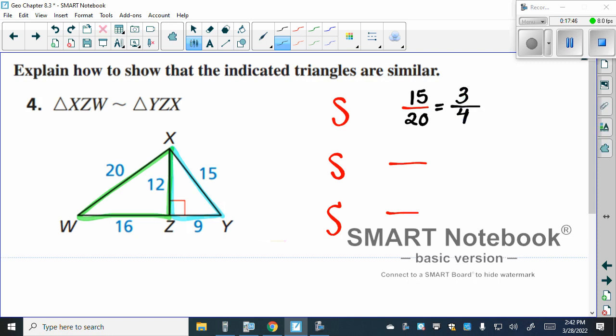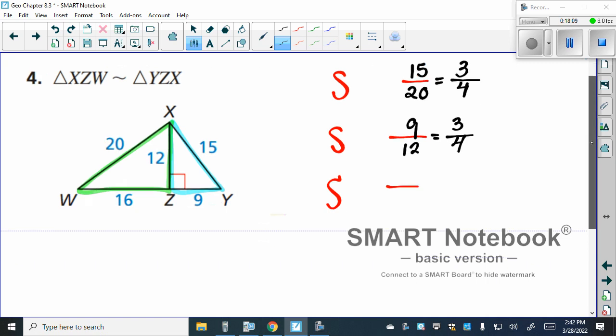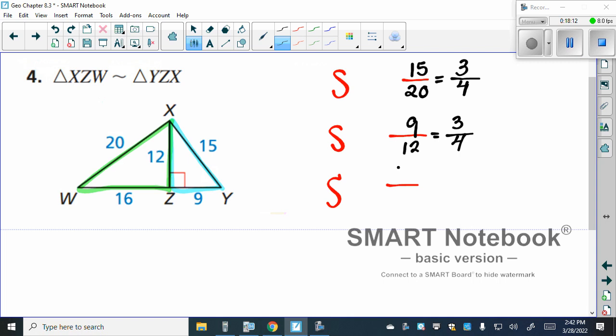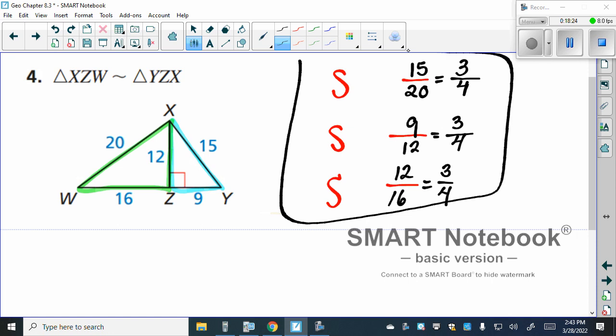Okay, pick another side length on XYZ. 9. Now is 9 the smallest, middle, or biggest? Smallest. So what's the smallest side on the other triangle? 12. So we have 9 over 12, which will reduce to 3/4. What's our last set of side lengths? So 12 over, which reduces to 3/4. So we have 3 sets of sides that are proportional.